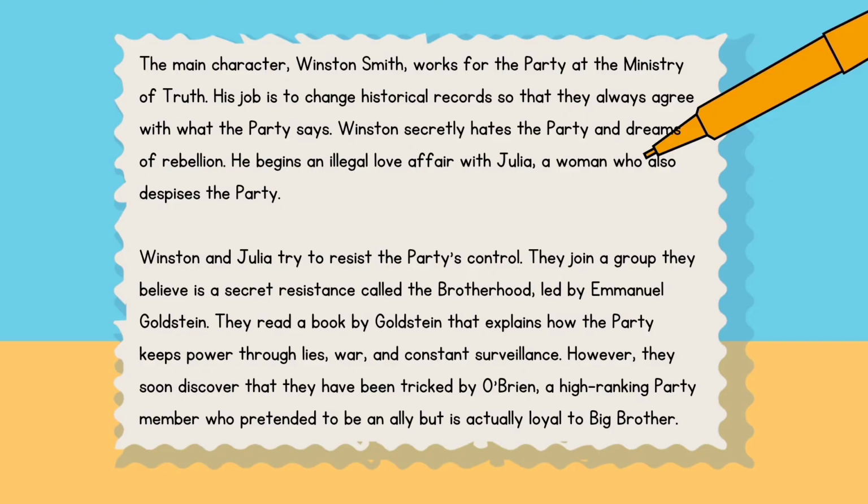They join a group they believe is a secret resistance called the Brotherhood, led by Emmanuel Goldstein. They read a book by Goldstein that explains how the party keeps power through lies, war, and constant surveillance. However, they soon discover that they have been tricked by O'Brien, a high-ranking party member who pretended to be an ally but is actually loyal to Big Brother.